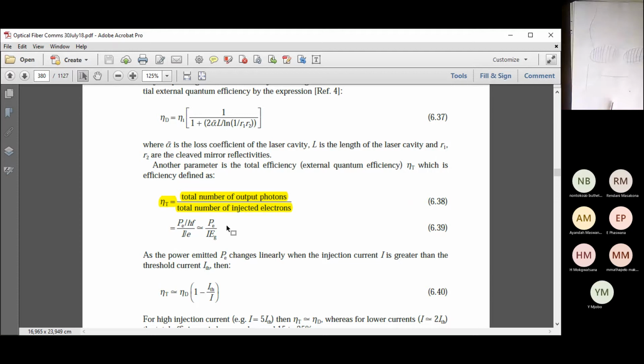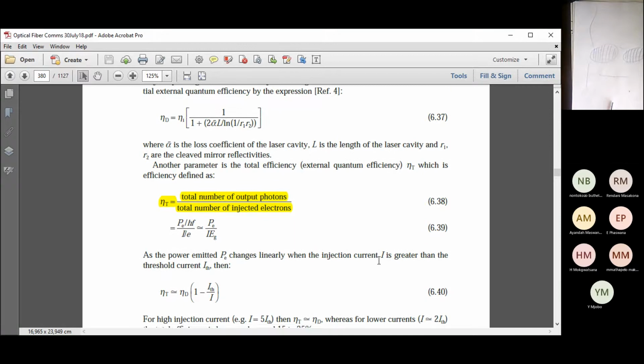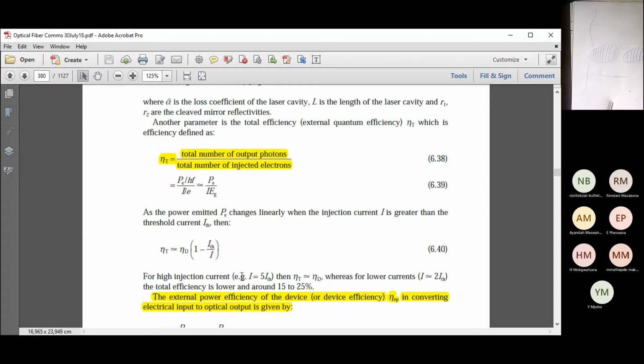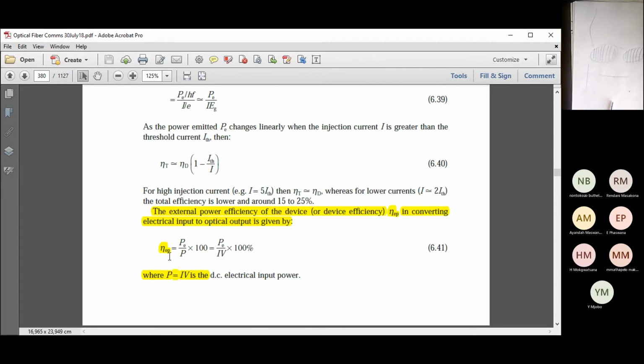Now PE is the power emitted there, and I is the injection current. You see there, I is the injection current. Where is EG? They don't say here. EG, oh here it is, for high injection current. They don't state what EG is. But forget that. Look at this formula, 6.41, you must know this one.